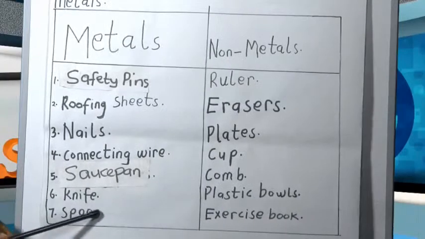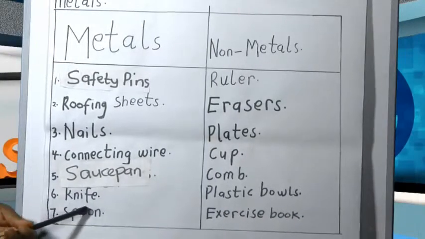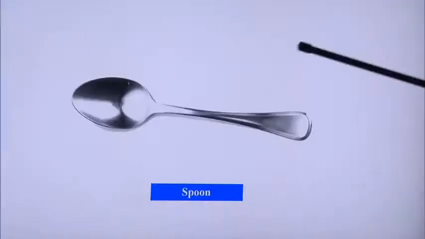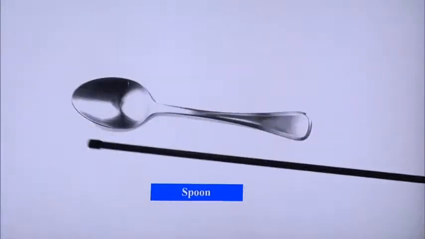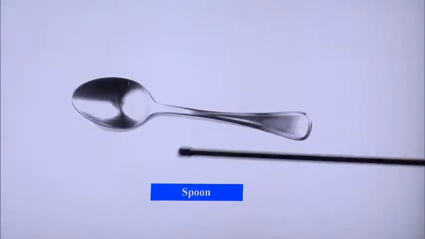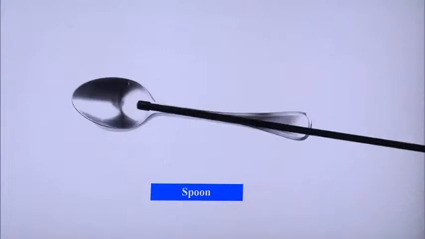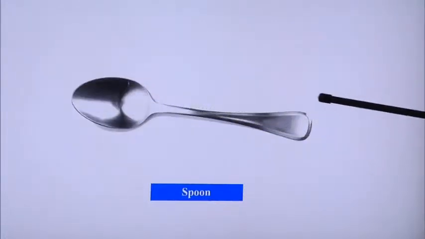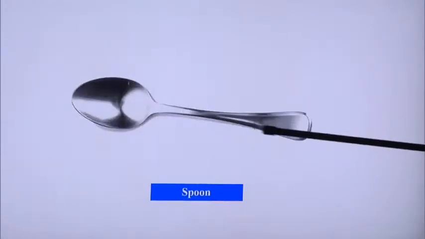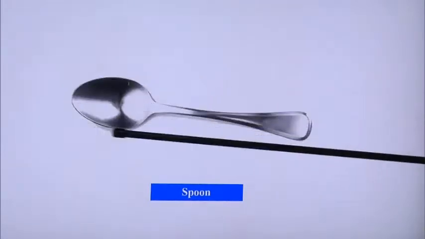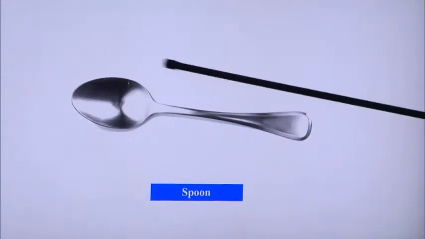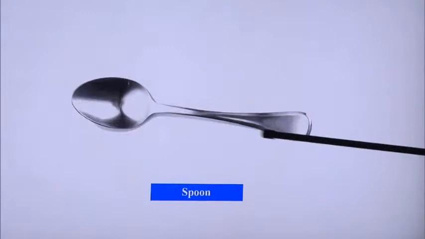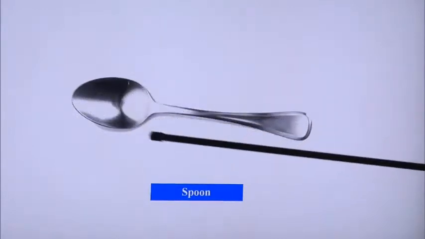Let's look at the last one. Spoon. Let's have a look at the picture of a spoon on our screen. Now this is a spoon. And it's made from what? Metal. We use the spoon to do what? To eat. We can also use it to take our medicines. So a spoon is made from metal.